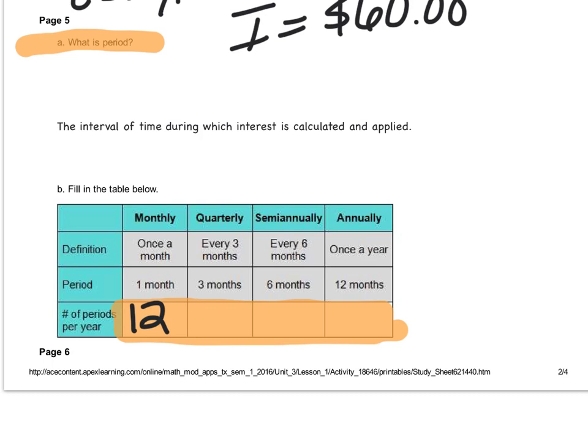If it's quarterly, that's every 3 months. So a year, which is 12 months, divided by 3, I would have 4 periods within a year. If it's semi-annually, that means twice a year, so every 6 months. That means I would only have 2 periods per year in which that interest will be calculated. And then annually, that's just 1 year, and typically everything is calculated annually. So you're going to have to pay attention, because once they switch to monthly, quarterly, and semi-annually, it's going to change and affect how you calculate your interest.